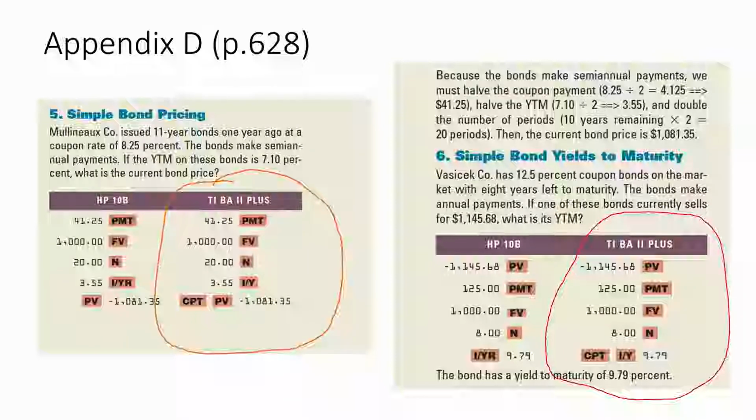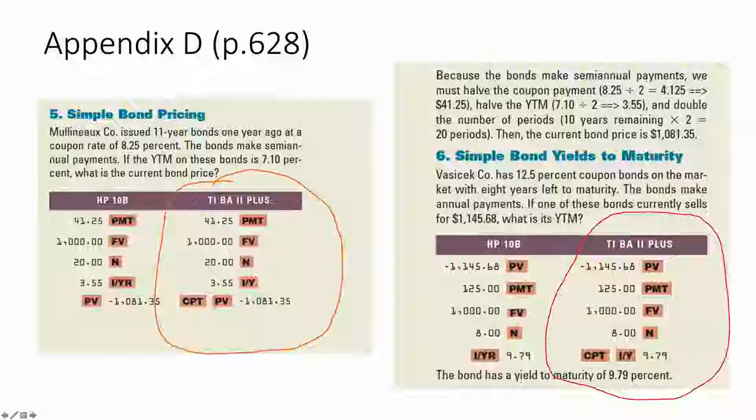The N is 20. Because in most corporate bonds, it's a semi-annual payment. Every 6 months, you pay a coupon. Therefore, you have to use semi-annual, or 6 months, as the period. In this case, 10 years left times 2 is the number of periods until maturity. So it's 20. Remember, it's 10 years left, 10 times 2, 20, 6-month periods.